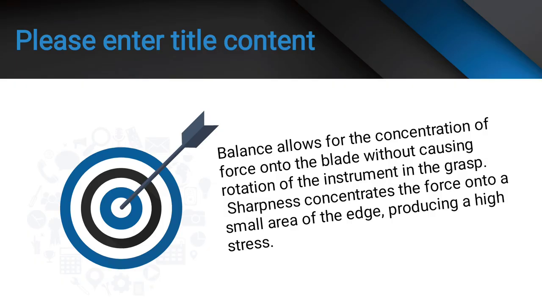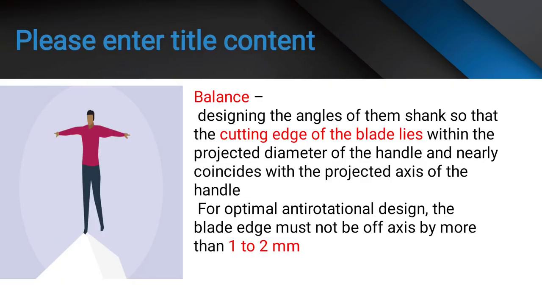This can be accomplished by designing the angles of the shank such that the cutting edge of the blade lies within the diameter of the handle and nearly coincides with the projected axis of the handle. For an optimal anti-rotational design, the blade edge must not be away from the axis by more than 1 to 2 mm.